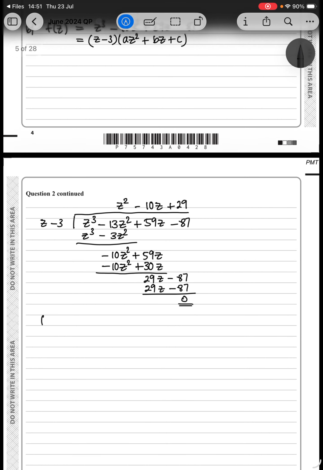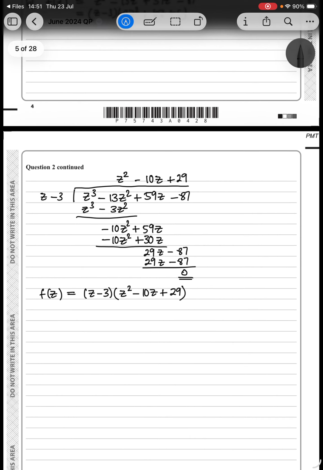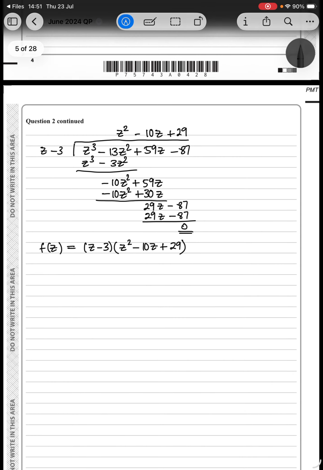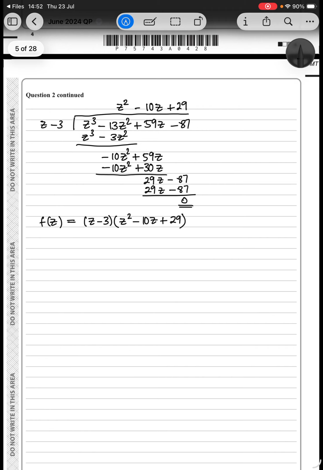So we can rewrite f(z) as z minus 3 times z squared minus 10z plus 29. Now we can clearly see that there are no two numbers that add up to give minus 10 and multiply to give 29. So we don't have any real roots, and we have to apply the quadratic formula to get the imaginary roots of this quadratic expression.